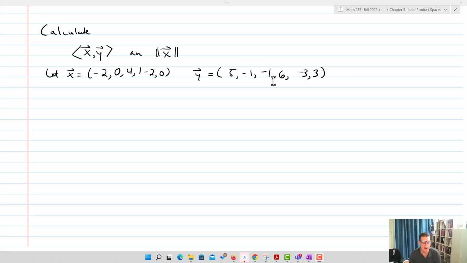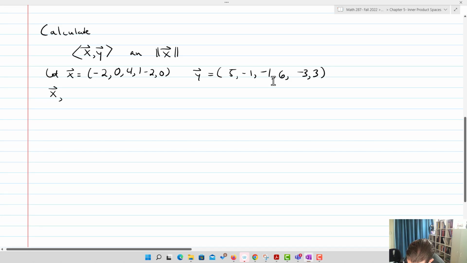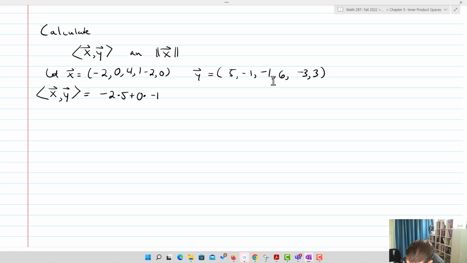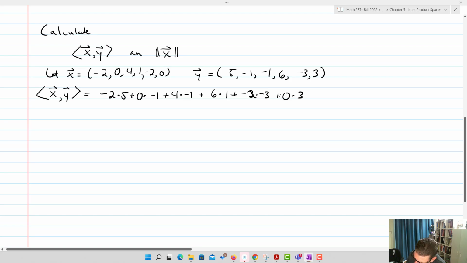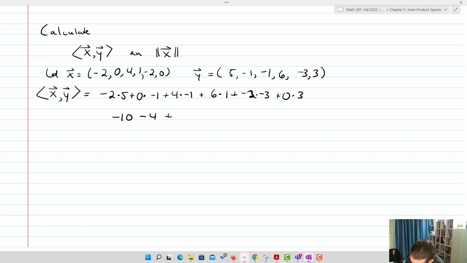So let's do an example. We'll first find the dot product of x and y, and then find the norm of x. We're going to let x equal (-2, 0, 4, 1, -2, 0), and y equal (5, -1, -1, 6, -3, 3). Notice they're both in R6. So x dotted with y will end up equaling negative 2 times 5 plus 0 times negative 1 plus 4 times negative 1 plus 6 times 1 plus negative 2 times negative 3 plus 0 times 3. So that's going to give me negative 10 minus 4 plus 6 plus 6, and that ends up equaling negative 2.